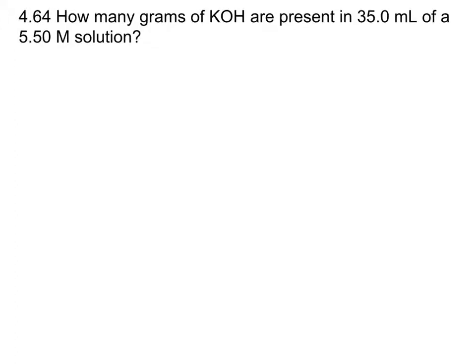All right, how about we go backwards now? What if we take 35 milliliters of a 5.50 molar solution? How many grams of our solute, KOH, is in that volume? Anytime you see the big M, remember that is moles of solute per liter of solution. So what I tell everybody to do is don't use the big M. Just write in these problems moles per liter. That'll remind you that you have to multiply by liters in order to get moles.